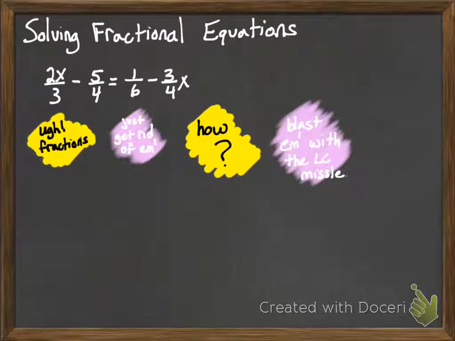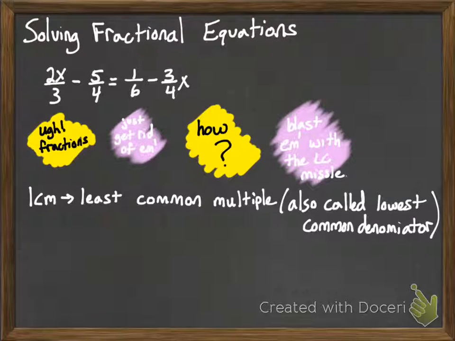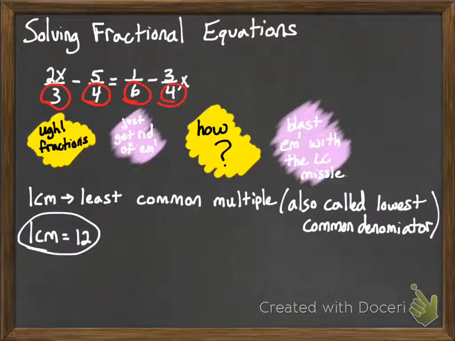Or in other words, what's known as an LCM. Thank you, Pink. LCM is called a least common multiple. Also, you may call it a lowest common denominator. Either name is fine. So it's that number that all of those denominators will go into. In our case, the LCM is 12.